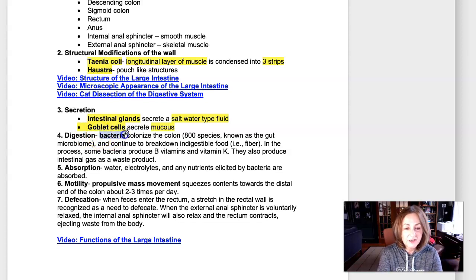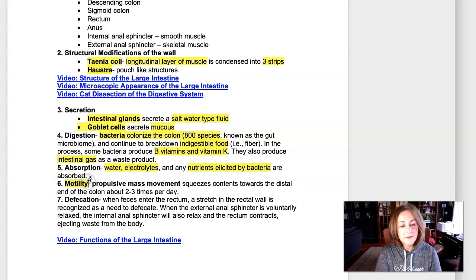The only digestion here is going to occur by the bacteria trying to digest what we were unable to digest, aka fiber, as one word. And sometimes they can produce vitamins that we benefit from, and they produce intestinal gas. So as far as absorption, if there are any nutrients that are released by the bacteria, we would absorb those. And then otherwise we're just, like I said, wringing out the water, getting back some water and salt.